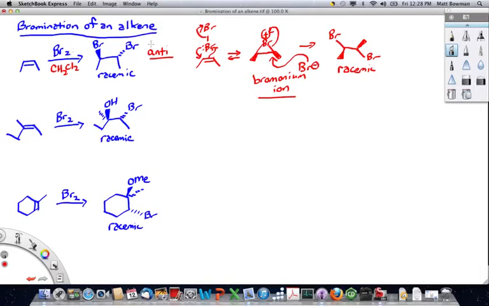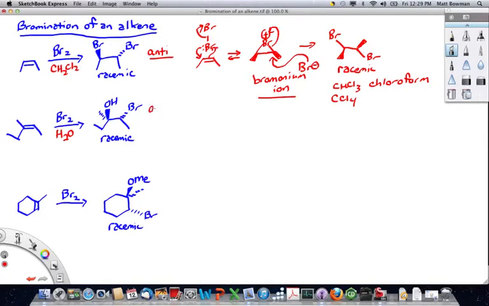Now, you get two bromines across the double bond when you use a non-nucleophilic solvent like dichloromethane or chloroform or carbon tetrachloride. Now, if you do this reaction in water, you get a different product, where you get addition of a bromide and an OH group.